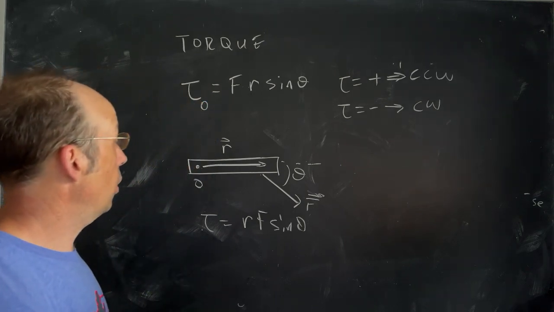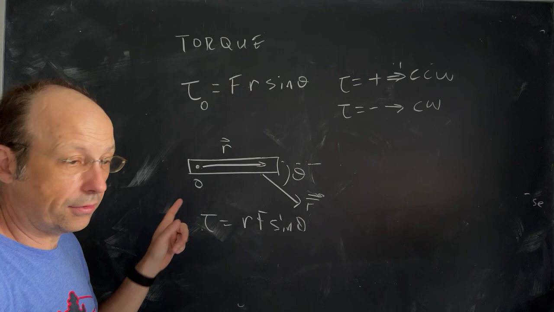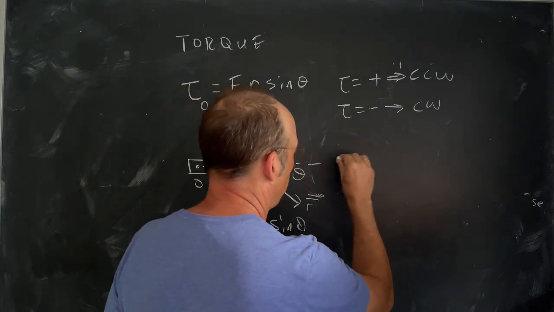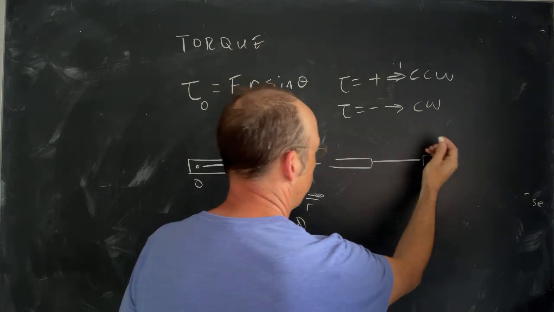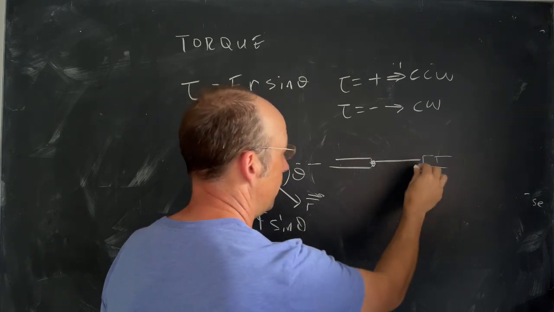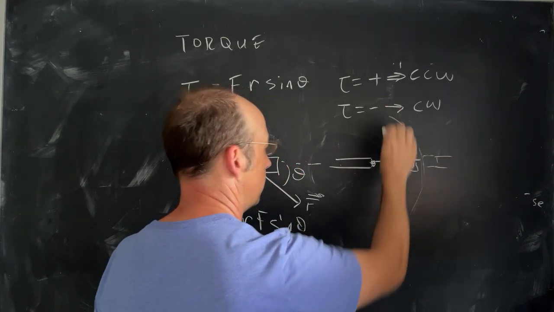Okay, so just a quick demonstration of this. My door is right here, but I'm not going to use it. So suppose I have a door like that. These are walls. And this is the hinge of the door. And this is the doorknob. So it opens this way.